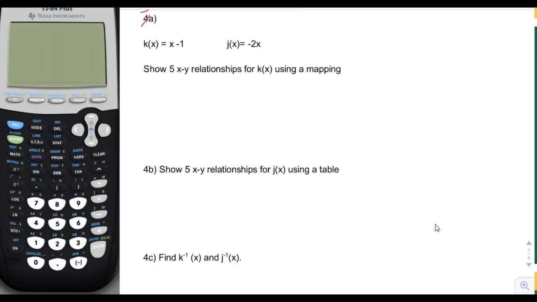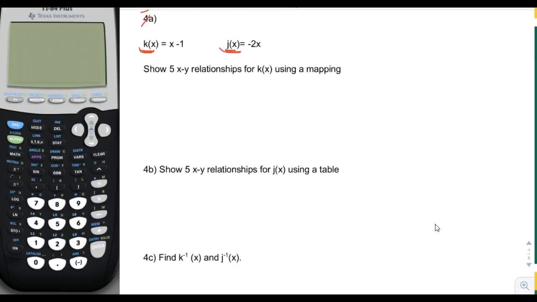and composite functions also. So here I have defined two new functions. One is k of x is equal to x minus 1, and the other is j of x equals negative 2 times x. One thing to remember about this function notation, I know that it looks like k is multiplied times x here and j is multiplied times x, but that is not what the function notation means.